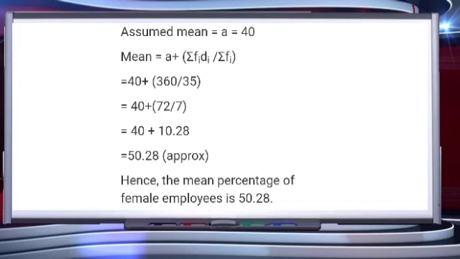Here the assumed mean, as we have considered, is 40, and the mean formula is a plus summation fi di over summation fi. On substituting all the values in the formula and after doing the simplification, we will get the mean as 50.28. So hence the mean percentage of the female employees is 50.28.